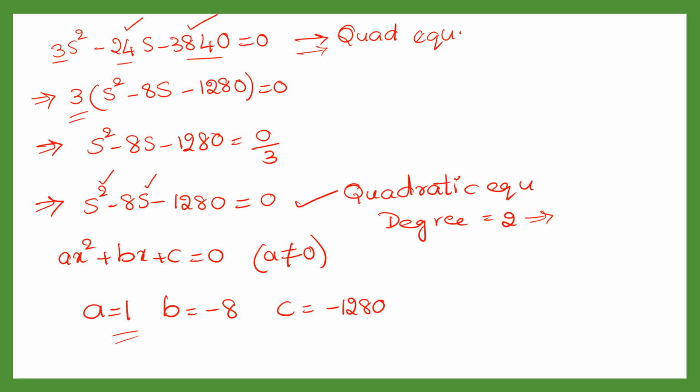So we are able to represent the given question in the form of quadratic equation. This equation is correct and this equation is also correct. If you take 3 common, the equation gets simplified and then you get s square minus 8s minus 1280 is equal to 0.